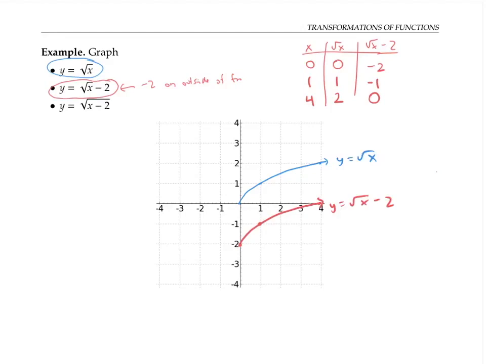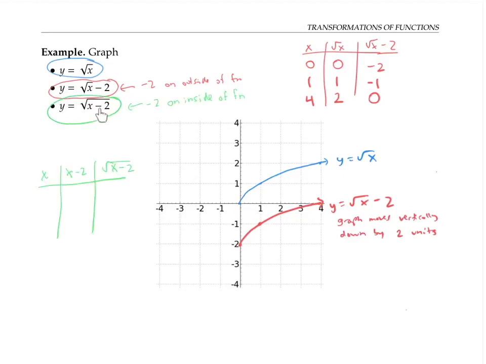Because I subtracted 2 on the outside of my function, my y values were decreased by 2, which brought my graph down by 2 units. Next, let's look at y equals the square root of quantity x minus 2. Now we're subtracting 2 on the inside of our function, which means we subtract 2 from x first and then take the square root. In order to get the same y value of 0 as we had in our blue graph, we need our x minus 2 to be 0, so we need our original x to be 2.